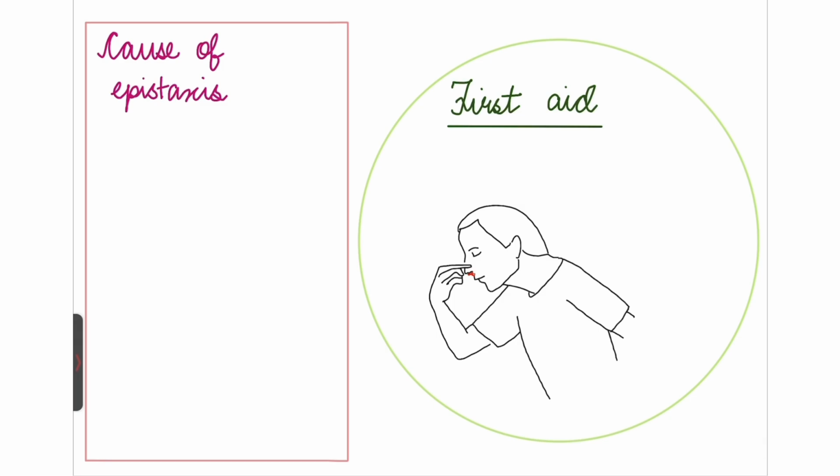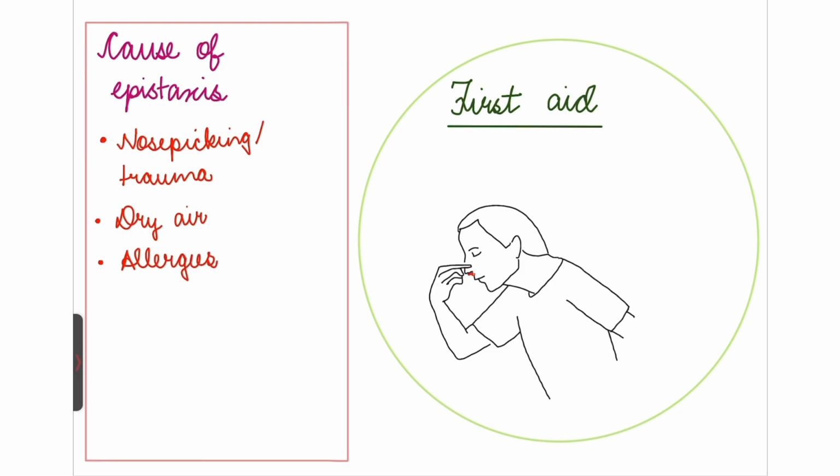Now, what are the causes of epistaxis? The first and the most important cause is nose picking, or we can say trauma. The other causes are dry air or dehydration, allergies, viral infections, and hypertension. Hypertension is an important cause in adults.